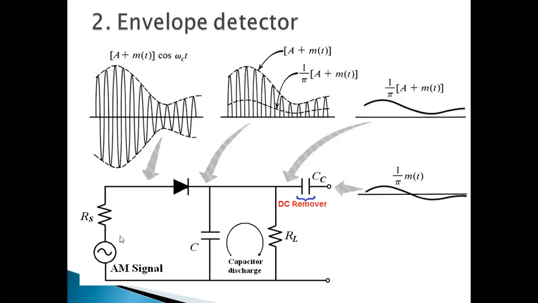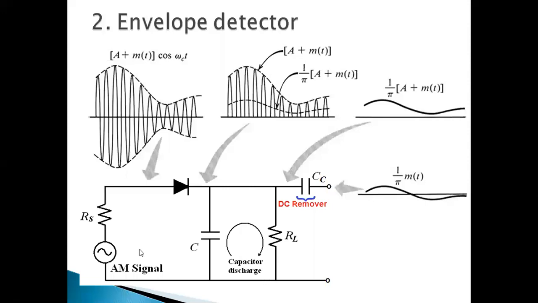Listen carefully, the statement is: the envelope detector is a simple and highly effective device. How can we say it is simple? We have source resistance, a diode, a capacitance, and a load resistance. Coupling capacitance is not actually required. Input signal, source resistance, diode, capacitance, and load resistance. The circuit is very simple.